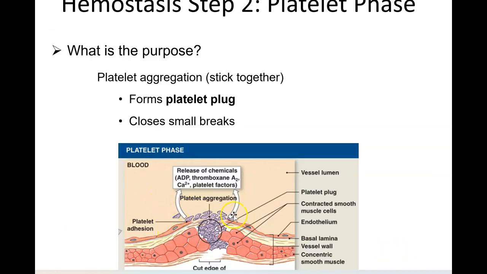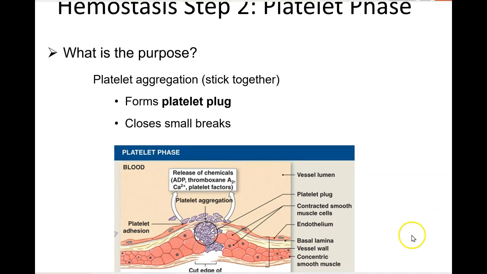And the purpose is to form this platelet plug. And so what we've got is this platelet plug. It's a temporary plug, and now it's going to close up that small break. Its job is to form a temporary blood clot to decrease blood loss. Now, this is a temporary blood clot. It's unstable. It can be broken apart. It can be pulled away.